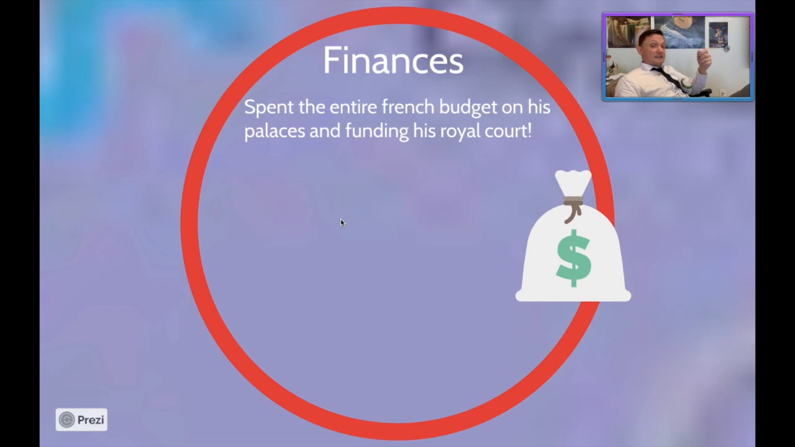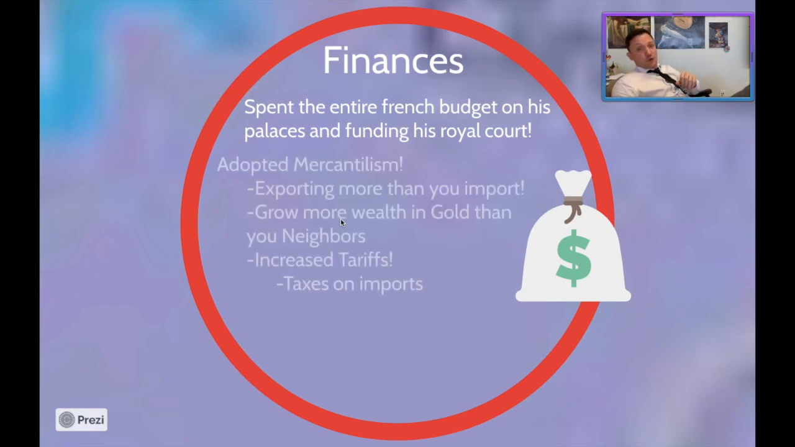He would use the intendants set up by Cardinal Richelieu to enforce any kind of jurisdictional idea that he wanted to do. Now, how was he able to pay for all this, though, right? So we've got to talk about his finances. The biggest thing that you need to understand about Louis XIV is he spent basically the entire French budget on his palaces and funding his royal court.